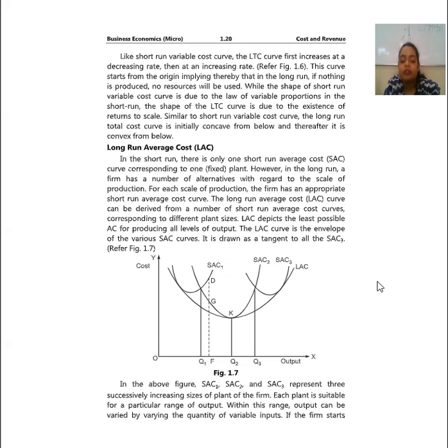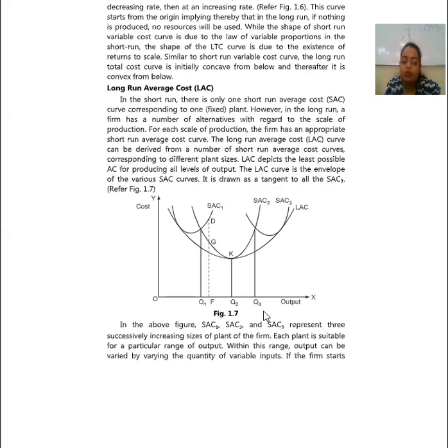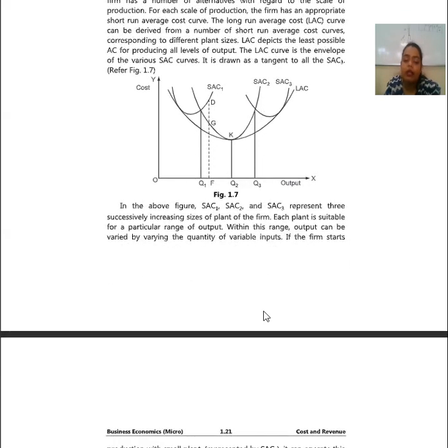The LAC curve is the envelope of various SAC curves. It is drawn as a tangent to all the SACs. Refer to figure 1.7. In figure 1.7 we can see SAC1, SAC2 and SAC3. When they are drawn, then we get the LAC. In the above figure, SAC1, SAC2 and SAC3 represent three successively increasing sizes of plant of the firm. Each plant is suitable for a particular range of output.